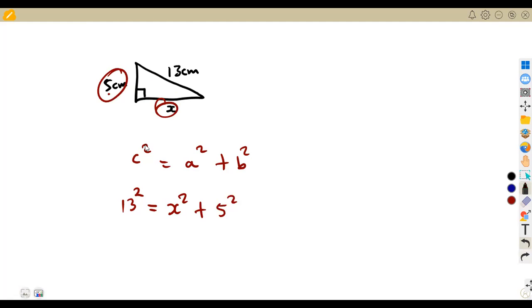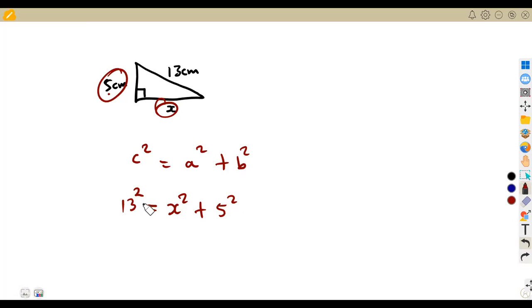And also, do not use the units when writing here. This is 13 centimeters. You don't write it as 13 centimeters squared, right? Leave these units. You know that the units are in centimeters. So at the end, your answer, you're just going to write in centimeters. So don't indicate the units when writing here, all right?